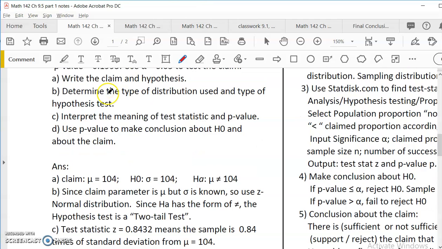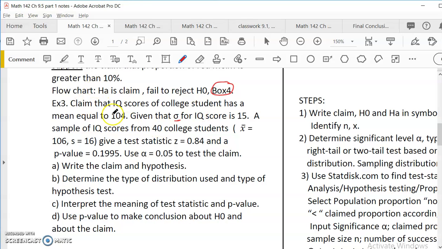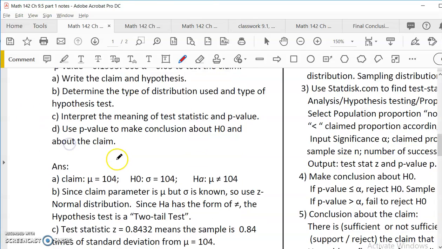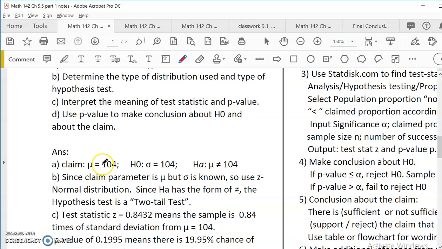So my claim is that the mean IQ score has a mean equal to 104. I should say just equal to 104. So this is actually my claim. And then in H0, this is a typo also, it should be mu equal to 104.